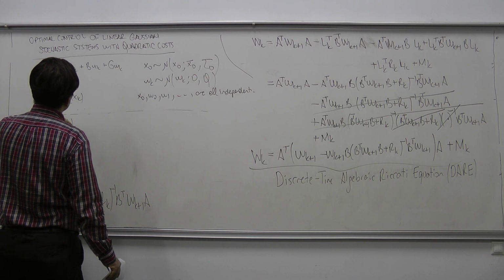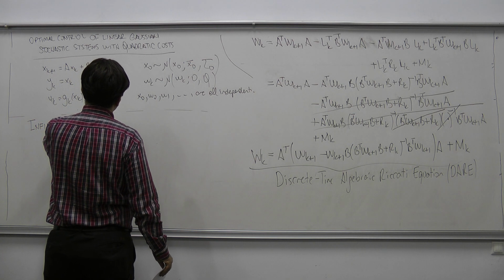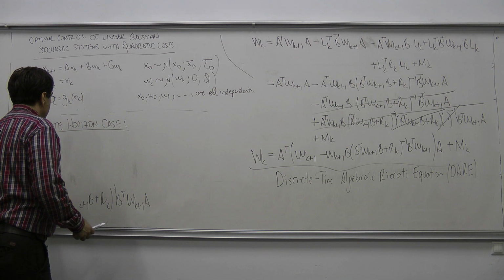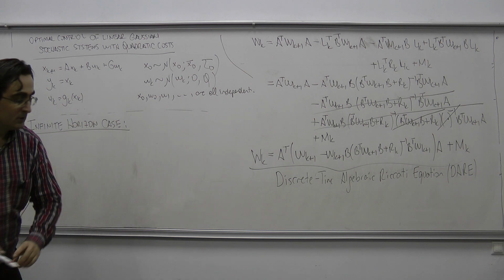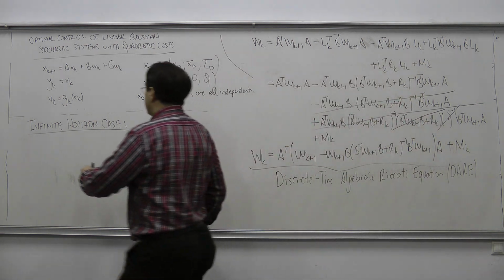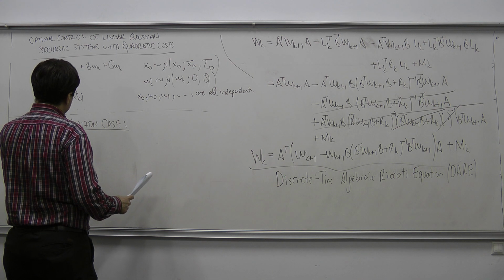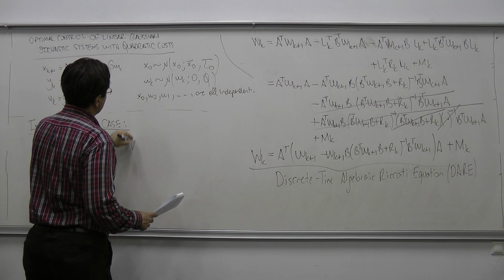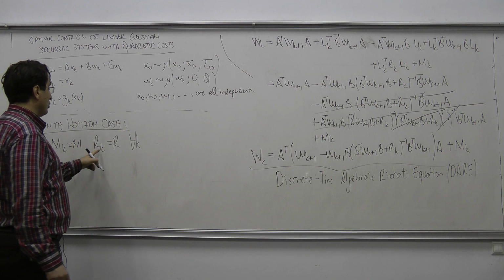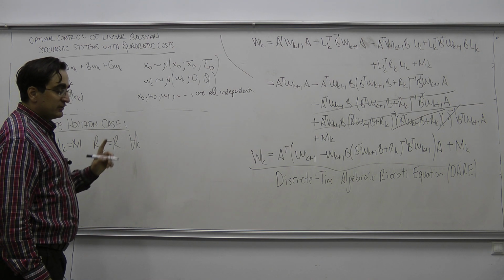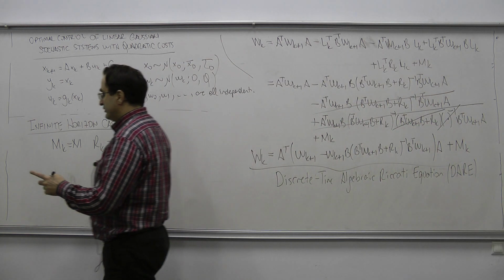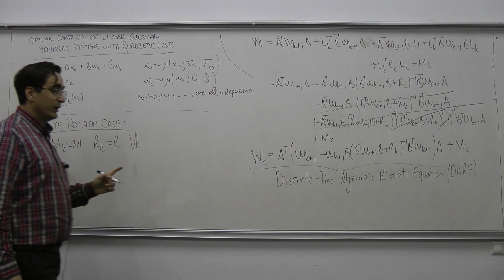Infinite horizon case. So first of all, in the infinite horizon case, I'm going to assume that Mk is equal to M, and Rk is equal to R for all k. So our cost function, I'm assuming that its terms, its covariance terms are constant. So we have a stationary incremental cost function. It doesn't change with respect to time.